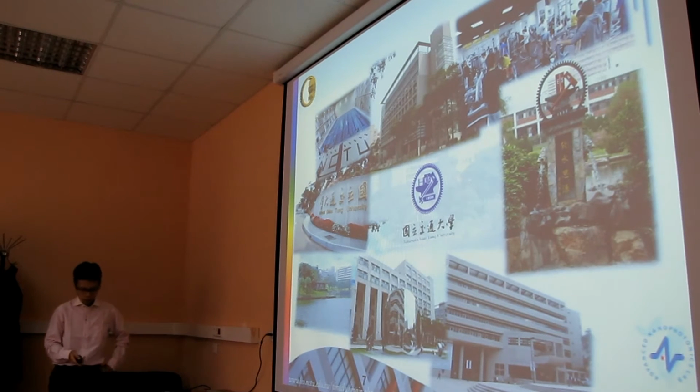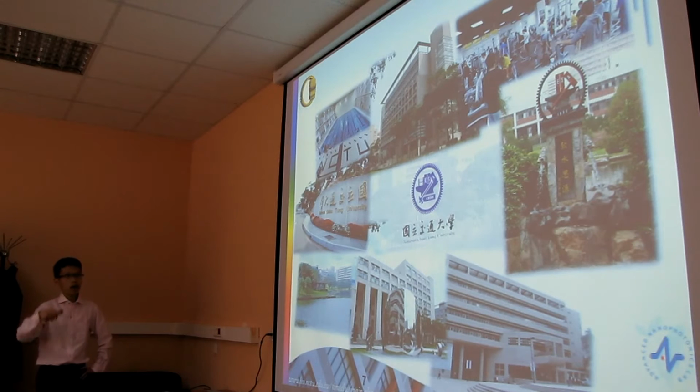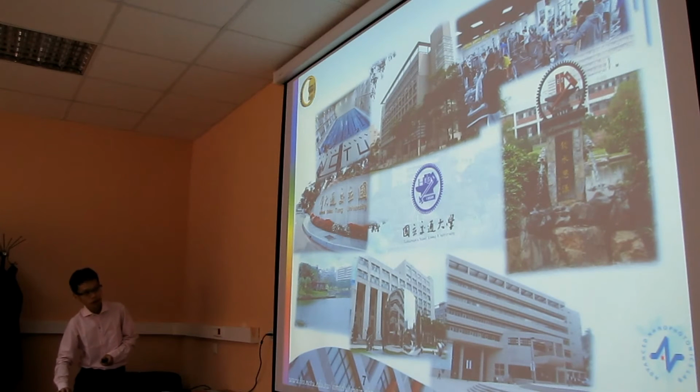So if you visit our campus, you can see the different views of the National Jiao Tong University. The slide shows the lake, the pool, the swimming and gyms, and some rooms. So if you visit here, you can find some pictures of the campus.